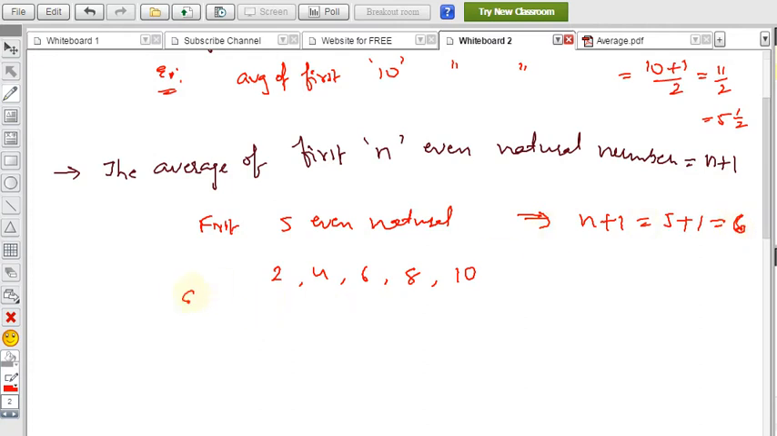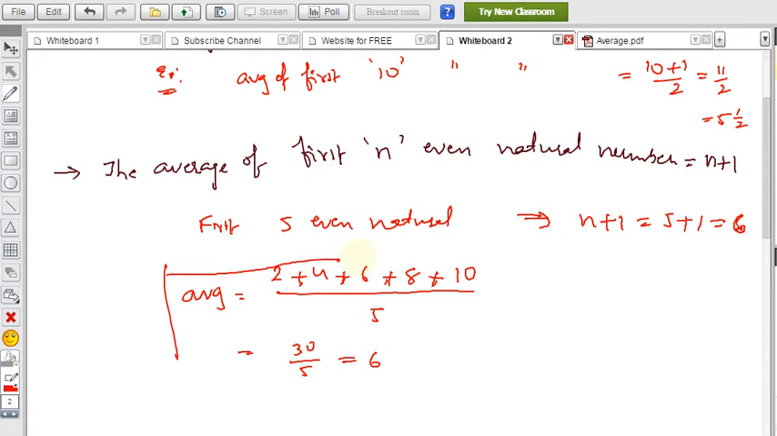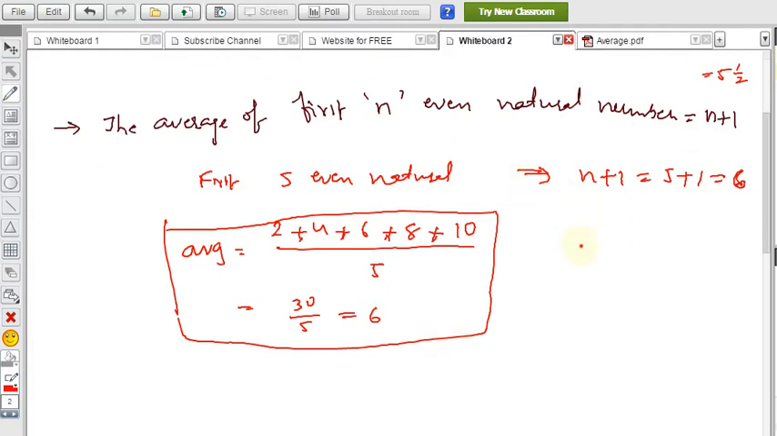Now let us see this example with the average formula. Average is equal to sum by number of observations. Number of observations is 5. Now if you add all this, 10, 20, 30 by 5 is 6. That means instead of doing this average formula, we can directly use the remembered formula to find the answer. These are the shortcut tricks I'm saying. So the average of the first n even natural numbers is n plus 1.